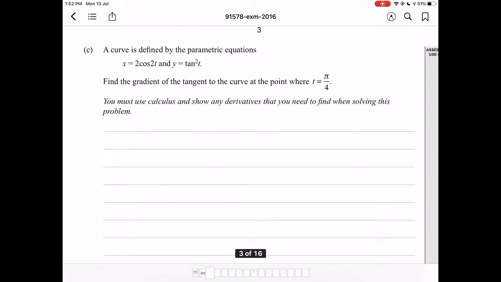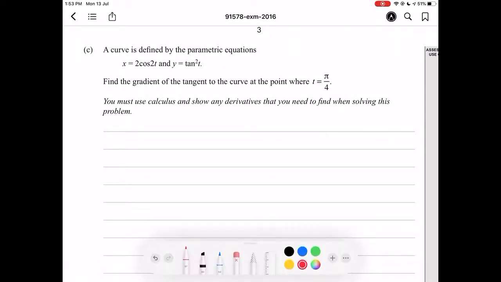Question C. A curve is defined by the parametric functions x equals 2 cos 2t and y equals tan squared t. Find the gradient of the tangent of the curve at the point where t equals pi over 4. Alright, so in this case, it says the gradient, so we need to find dy over dx, and all we need to do is substitute t equals pi over 4 to find the gradient.